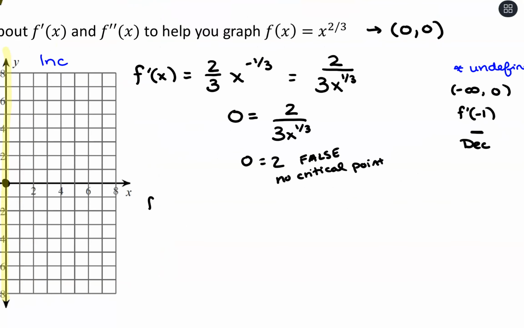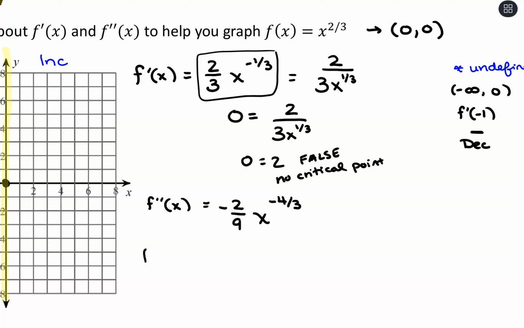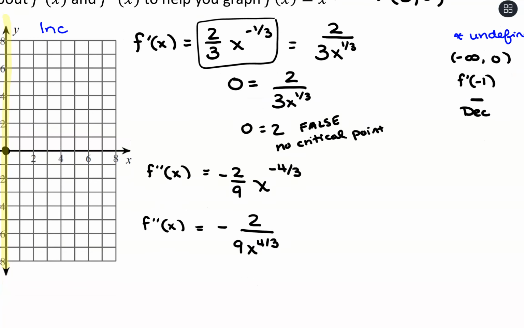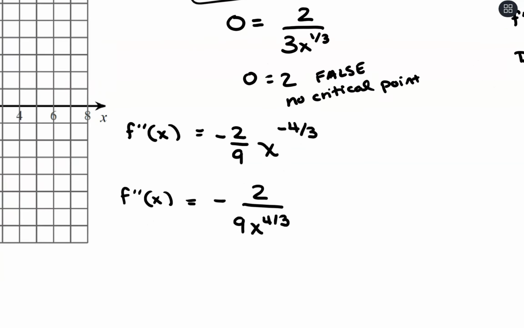Let's take a look at our second derivative. So let's use that 2/3 x to the negative 1/3. So that's going to be a negative 2/9 x to the negative 4/3. So our second derivative is going to be a negative 2 over 9x to the 4/3. And we're going to run into the same scenario. If I plug in 0 and try to find any inflection points, it's going to come up with a false statement. So no inflection points.